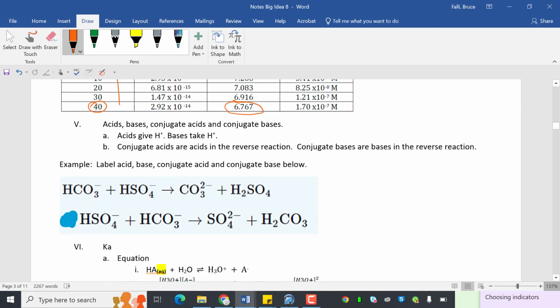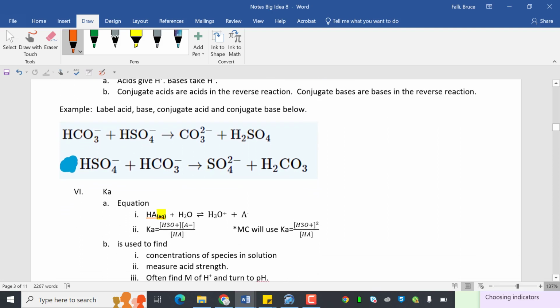Acids, bases, conjugate acids, and conjugate bases. We talked about that in class today, so I'm going to skip that one. I'm going to label this, though. An acid right here is the H giver. That makes this the base. It's going to be the H receiver. So in the reverse direction, this is the conjugate acid. It's got an H to give. And this one is going to be the conjugate base. It's going to receive an H.